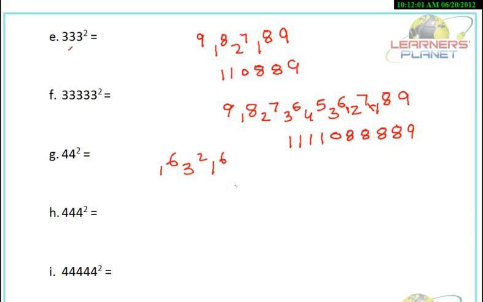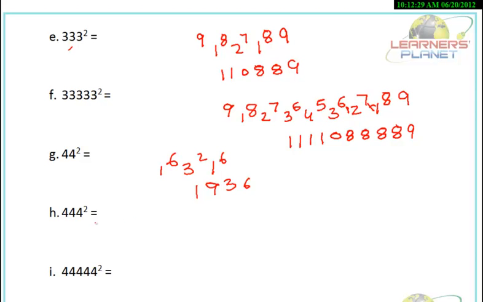Now let's finish the calculation by adding the carryovers. It's 6, 1 plus 2, 3, 3 plus 6, 9 and 1 as it is. So 44 square is 1936. Isn't it very simple? You are just picking the table of 16 and you are getting the square of these bigger numbers. Okay, let's do the calculation of 444 square.